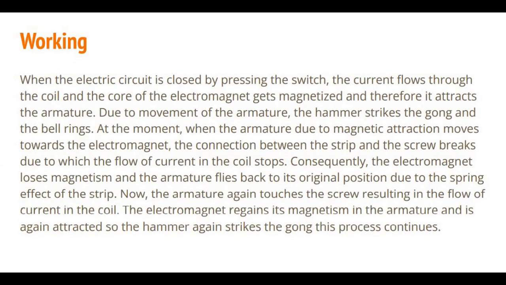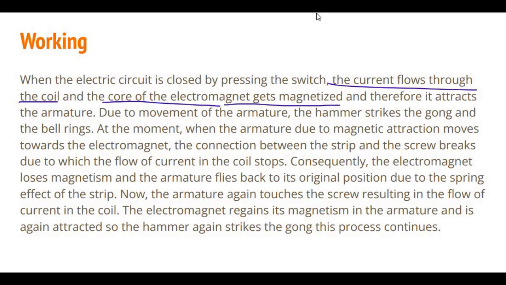So now the working which I explained is written over here. If you have understood the working, it is very, very simple. So let me start reading it. When the electric circuit is closed, means when I have switched on the switch and current is flowing, so electric path is closed, the current flows through the coil, obviously, and the core of the electromagnet gets magnetized.